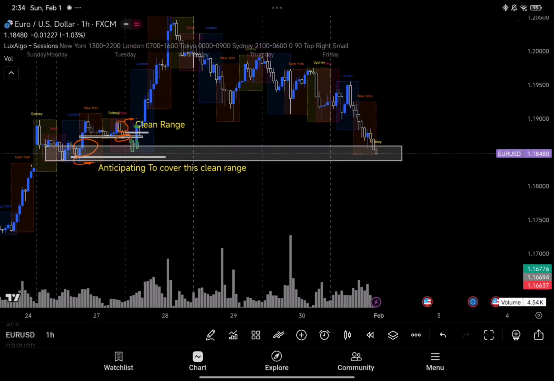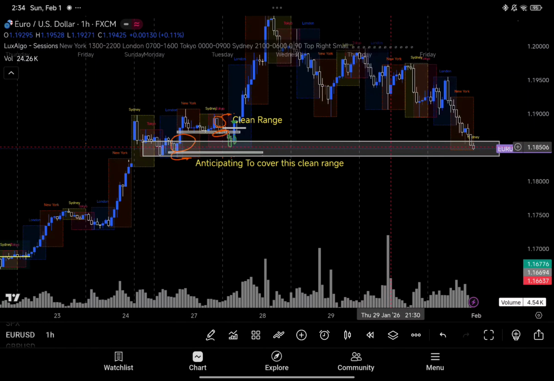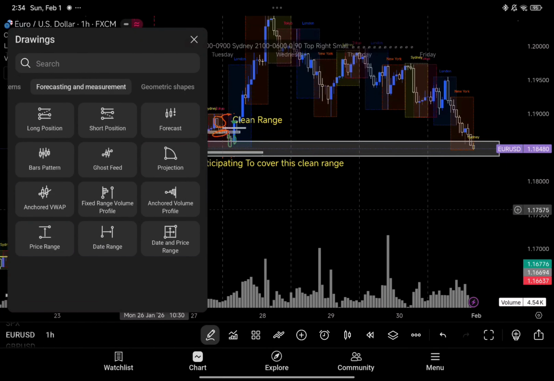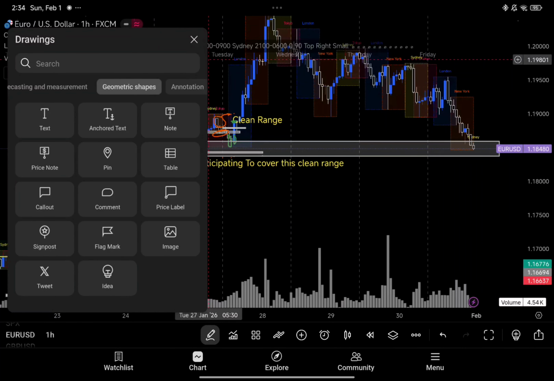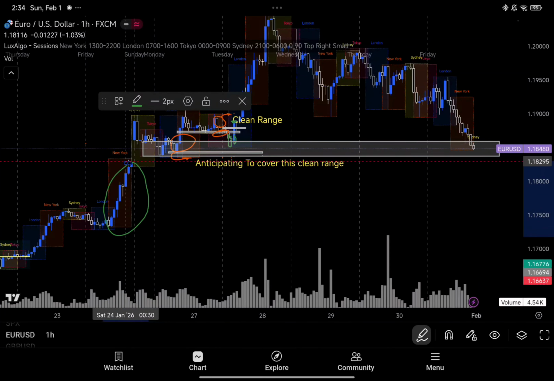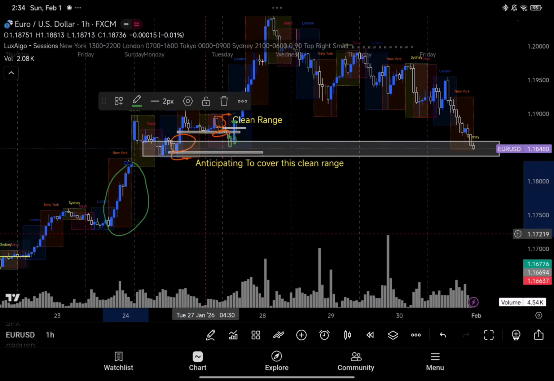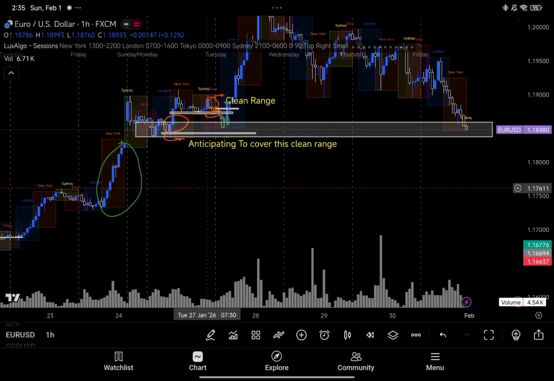I use this resistance as a reference for the price. If the price breaks this resistance, this white color box, then as you can see there is a clean range on the left hand side. Let me mark this also for you, there is this clean range on the left hand side in the 1 hour time frame.